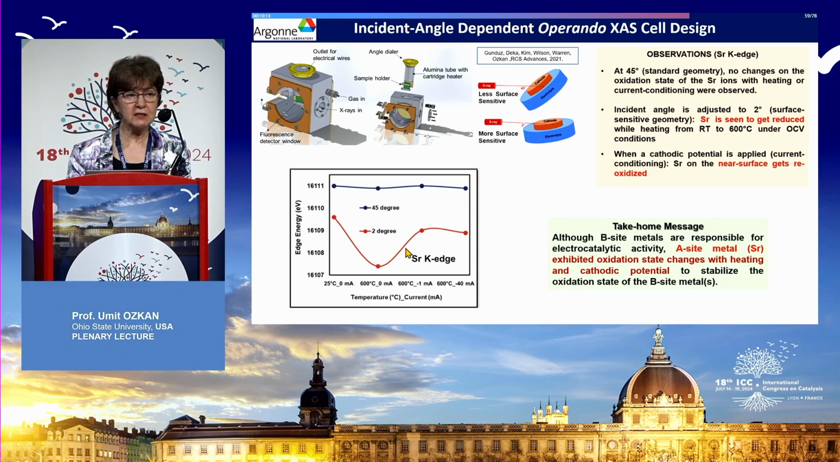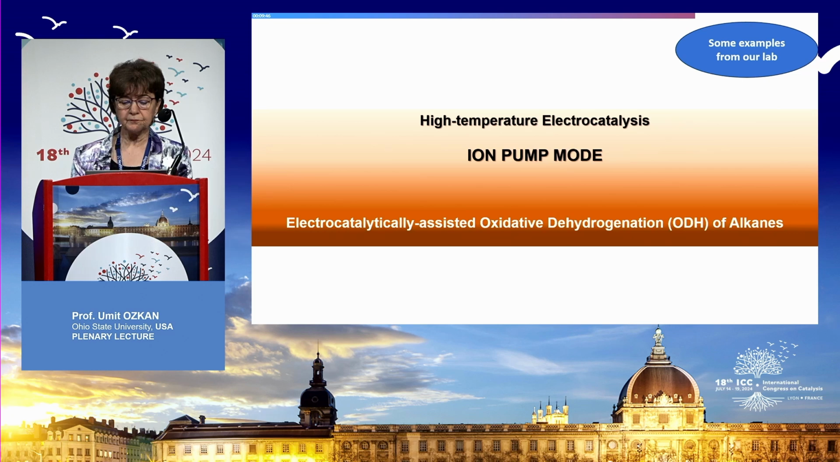But if we change the incident angle to 2 degrees and make it much more surface sensitive, then we start seeing changes. So what's happening here is strontium is first getting reduced when we heat it from room temperature to 600 degrees centigrade, and then at OCV, and then when we apply a current, it is getting reoxidized. So again, this may have very important implications for the catalytic or electrocatalytic activity.